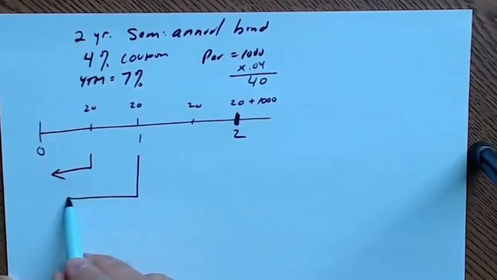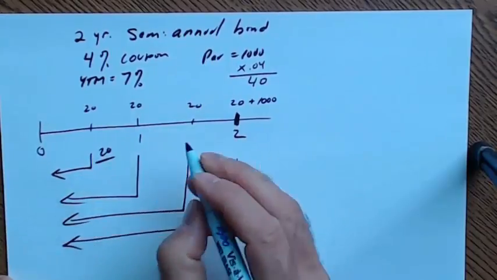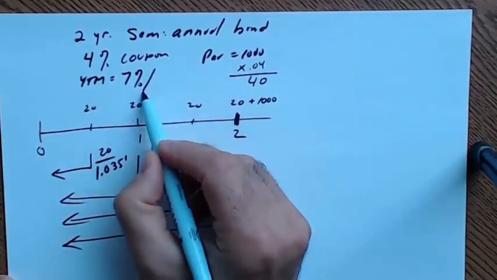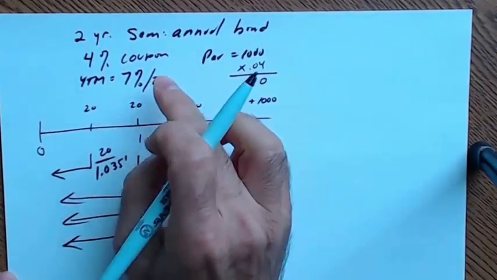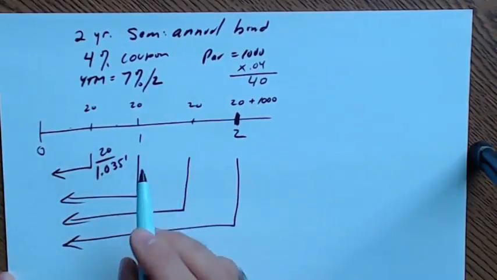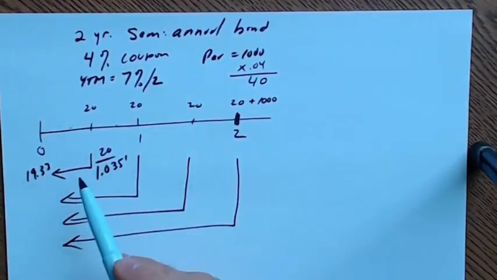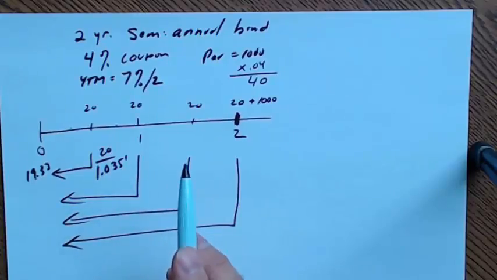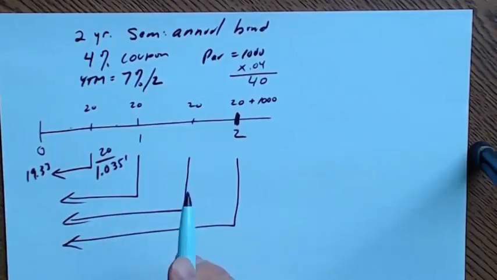So we're going to discount each one of these cash flows back. We're going to take 20 and divide it by 1.035 to the first power. We need to take this yield to maturity, which is on an annual basis, and chop it into 2 pieces. So it's 3.5% for each semi-annual period. This comes out to be $19.33. In other words, the present value of $20 6 months from now, given a 3.5% interest rate for that 6-month period, is $19.33.